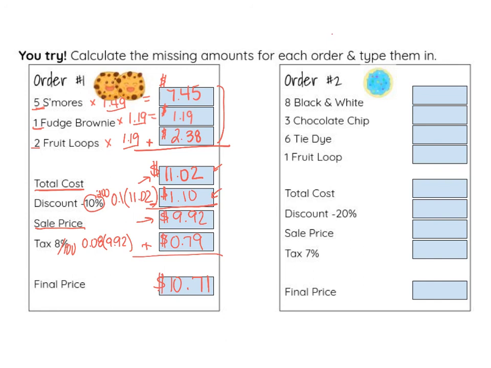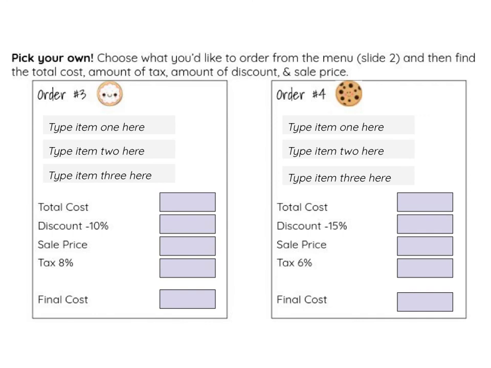Okay, so do this for yourself. Order 2, similar. You can use this as an example. And then the last 2, you get to pick what types of cookies you want. So you just double click and you type in which items you want, figure out exactly what we did before, the cost of each one, add them up, find the discount, sale price, etc. If you need help, please let me know.